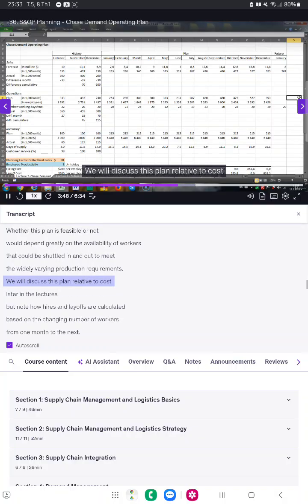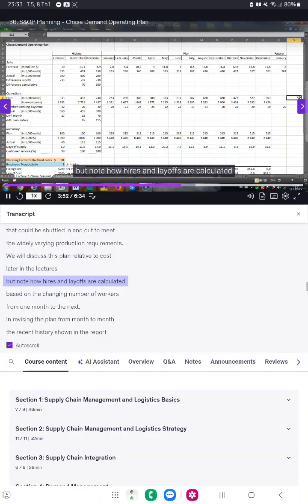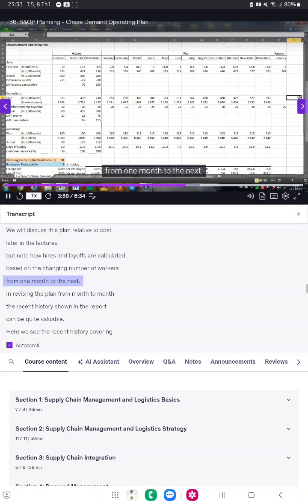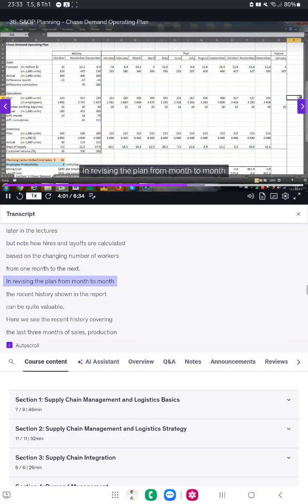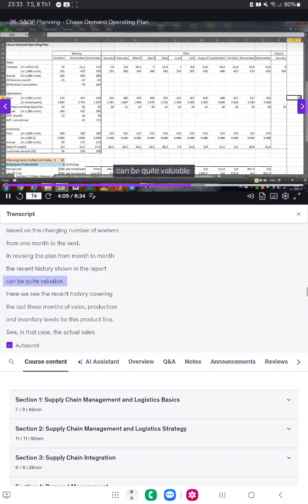We will discuss this plan relative to cost later in the lectures, but note how hires and layoffs are calculated based on the changing number of workers from one month to the next. In revising the plan from month to month, the recent history shown in the report can be quite valuable.